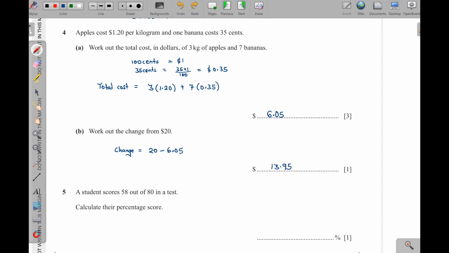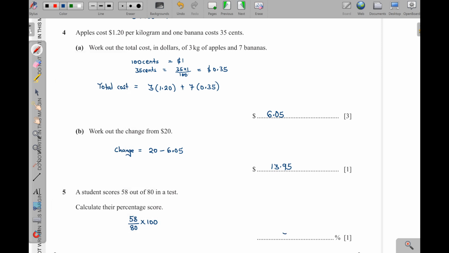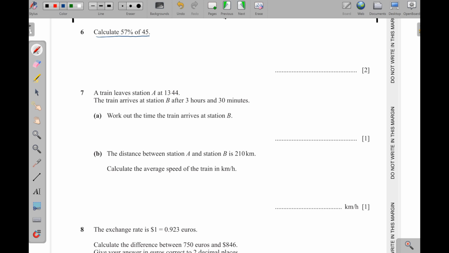Calculate their percentage score. So the percentage score is going to be 58 here. Then you divide it by 80, then times 100. You put this in the calculator and you get your answer. 58 out of 80, then times 100, and that one becomes 72.5%. Don't round off this number. It is a terminating decimal, okay? Don't write 73. Yes, in an exam, we can round off and then we give you 73%, but you leave it here because it is what? A terminating decimal.